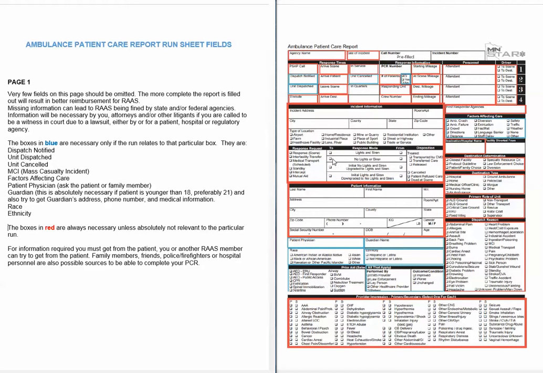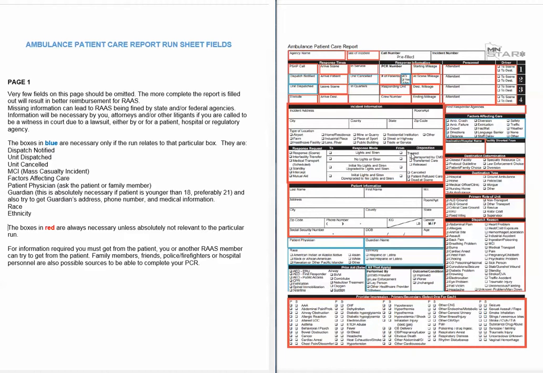We don't see a lot of times the response mode or the response request and the description filled in. This stuff is important, especially in court. If you have a situation, let's say you're on your way, you've pulled out of the garage and you're on your way to your run, and all of a sudden somebody hits you and you're put out of commission. You haven't even gotten to the patient yet.